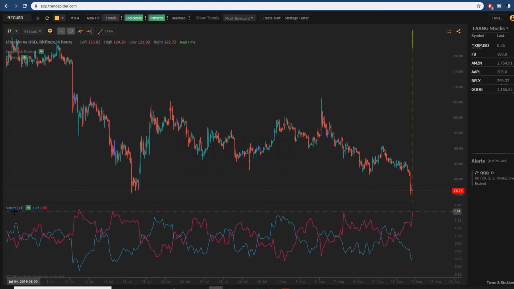And again, you have to use other indicators. I get that, but the Vortex indicator is a very good one.